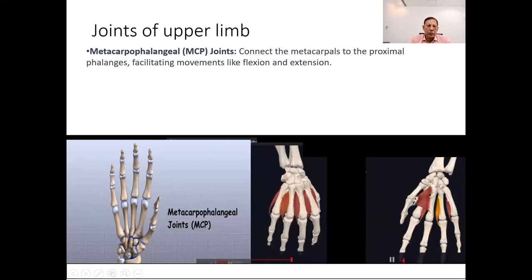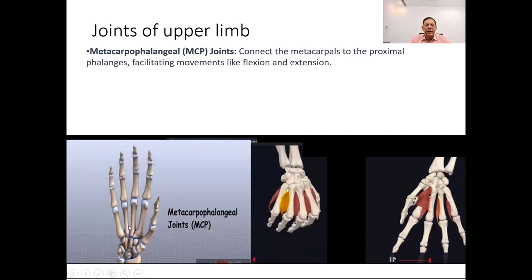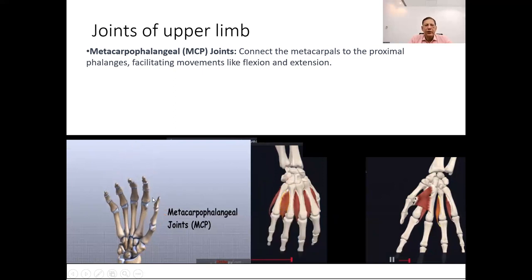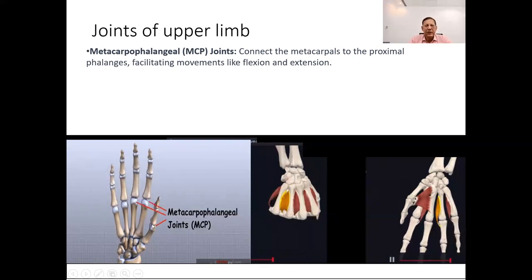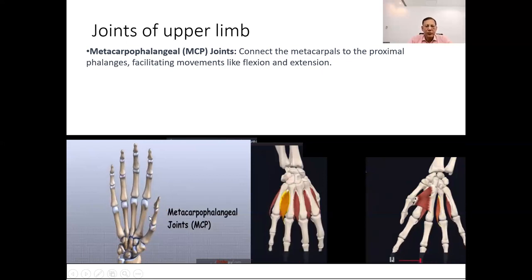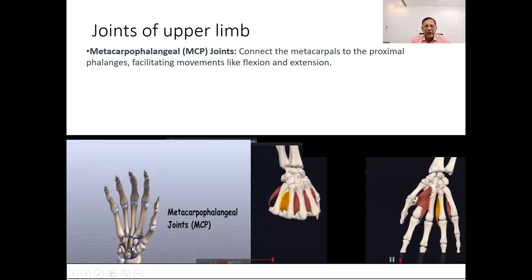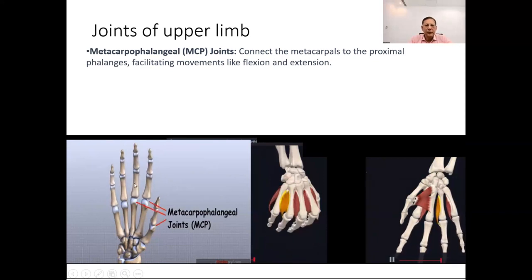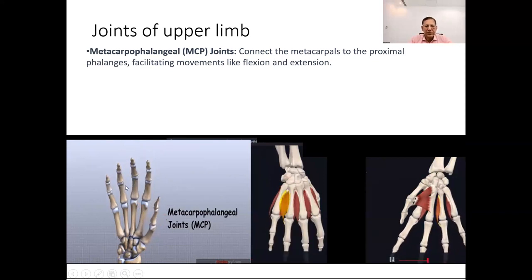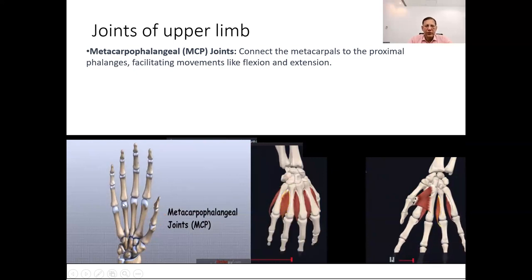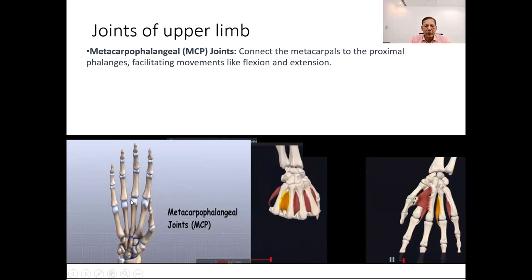Metacarpophalangeal joints. The metacarpophalangeal joint typically refers to the articulation of the metacarpal bones and the proximal phalanges within the hand. The metacarpals are the five long bones that form the palm of the hand, connecting the carpal bones of the wrist to the phalanges or the finger bones. The joints between the metacarpals and the proximal phalanges are known as metacarpophalangeal joints.